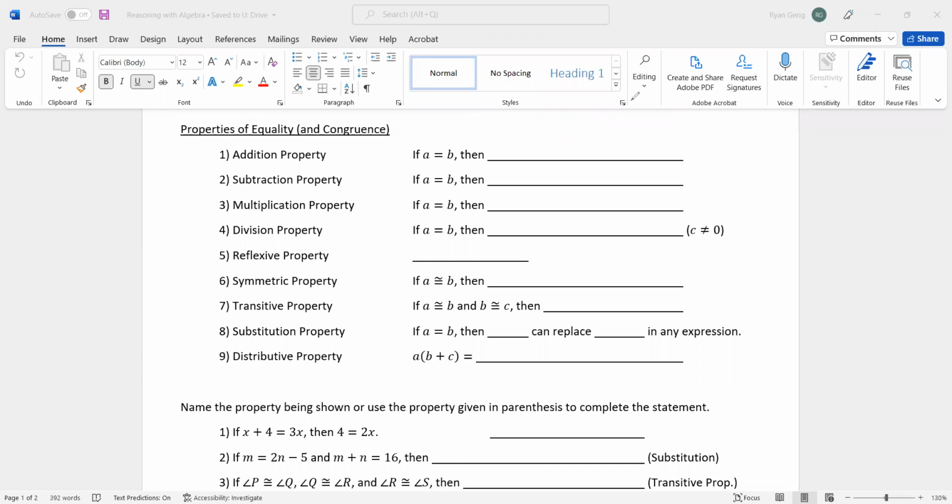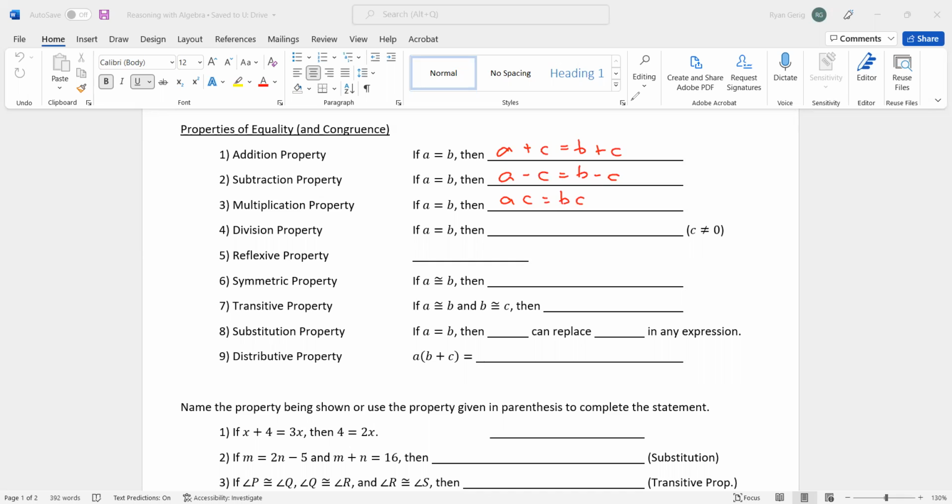So what are these properties? Addition property. If two numbers are equal, if A equals B, and I add a number to both sides, so a random number C, if I add it to both sides, then they're still equal. That's all the addition property says. Subtraction property is very, very similar. Instead of adding a random number, though, I'm going to subtract a number from both sides. The multiplication property is, again, very similar. If I multiply a number by both sides, it stays equal.